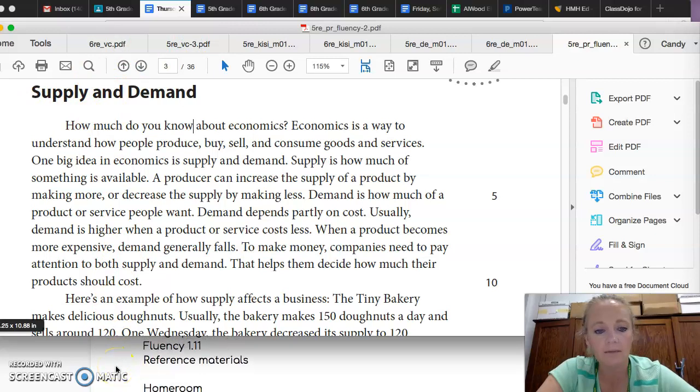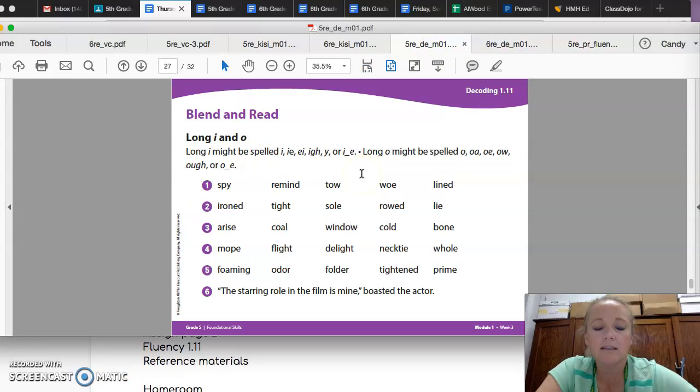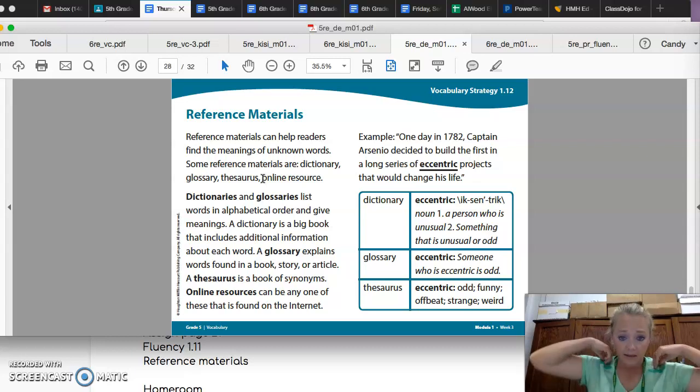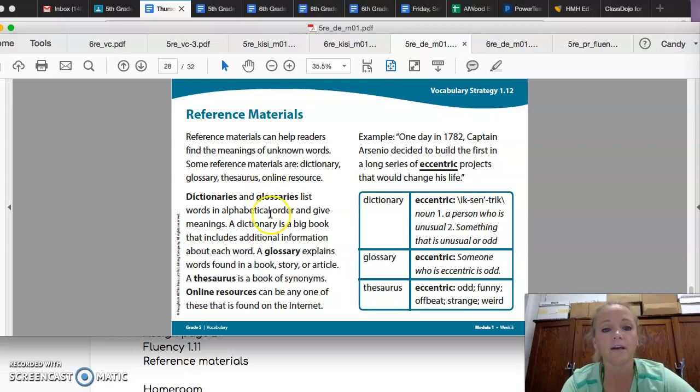So you can mimic me on that. And your last lesson is on reference materials. Today we just talked briefly about dictionaries, glossaries, thesaurus, and online resources would be like dictionary.com or any other source online that helps you learn about words or anything that you want to know. I guess there are encyclopedias too.